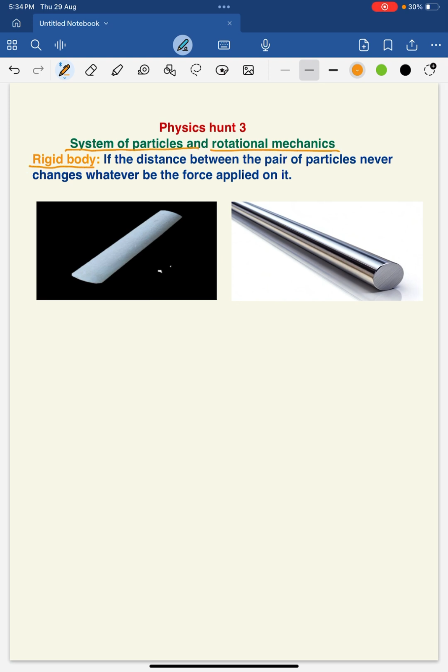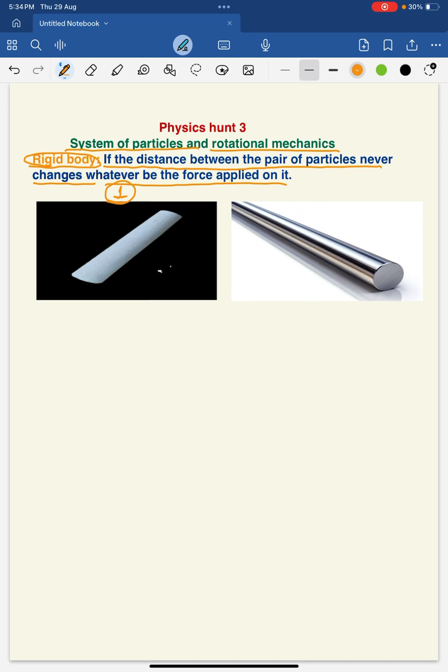In that, the first topic is a rigid body. Okay, so look at the definition first. If the distance between the pair of particles never changes, whatever be the force applied on it, it is called a rigid body. Okay, so look at the diagram here.